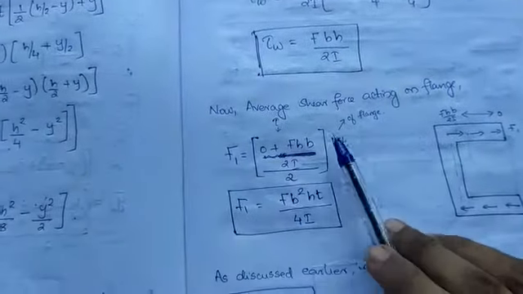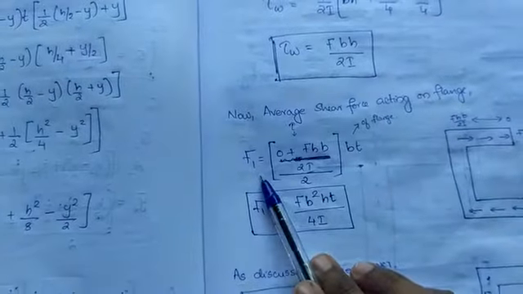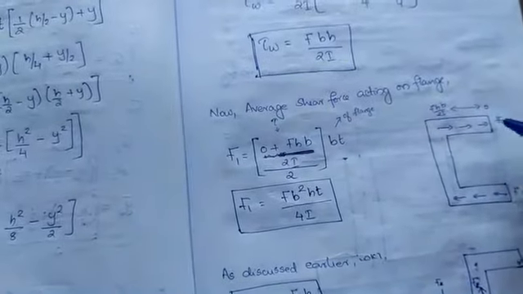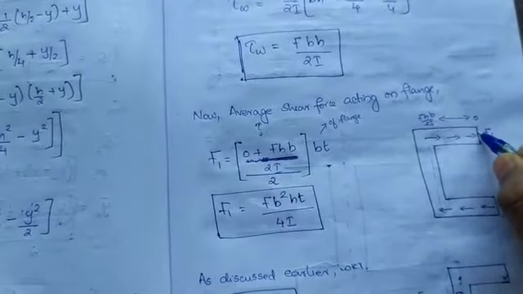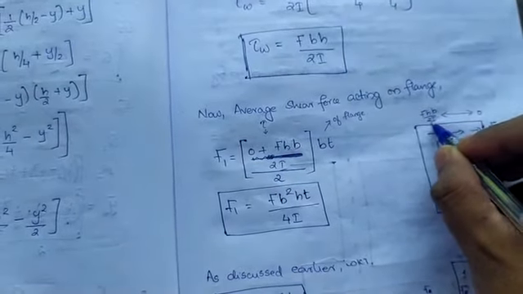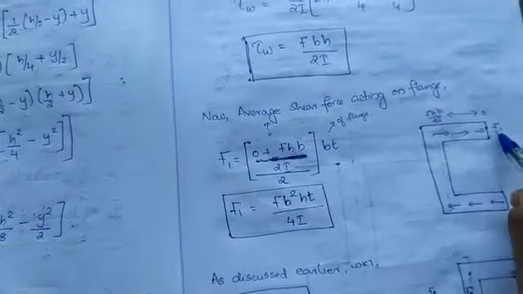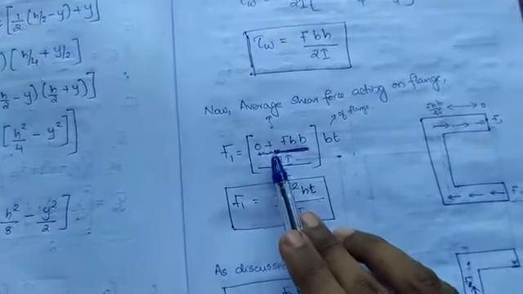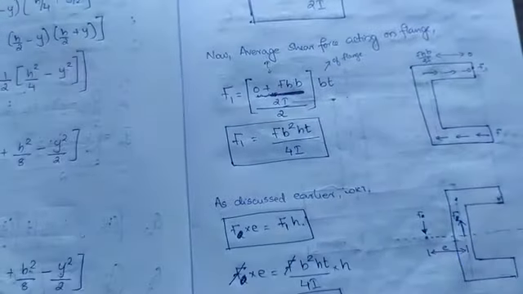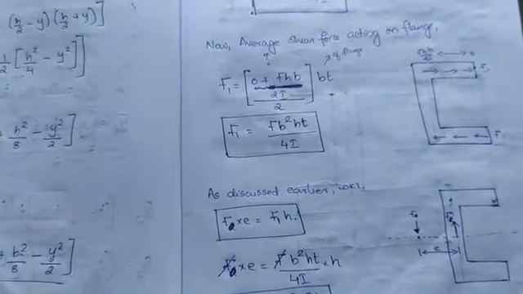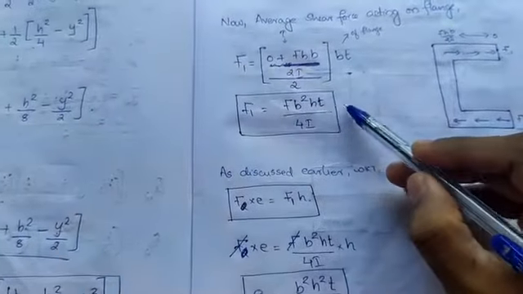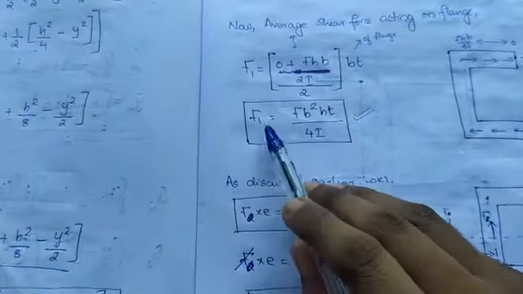So the average shear force acting on the flange is F1. This ranges from this point, where it is 0, to this point, where it is FHB by 2I, right? So its average shear force is (FHB plus 0) by 2, by 2I by 2. So FB square HT by 4I. So here we have analyzed the value of F1.